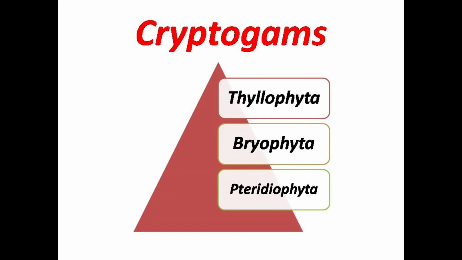Plants are basically divided into two groups. First is the non-flowering plants, that is cryptogams, and the flowering plants, that is the phanerogams. So first we will discuss the cryptogams. Cryptogams are the type of plants which do not have flowers, right? They are of three types. They include the Thallophyta, Bryophyta and Pteridophyta.